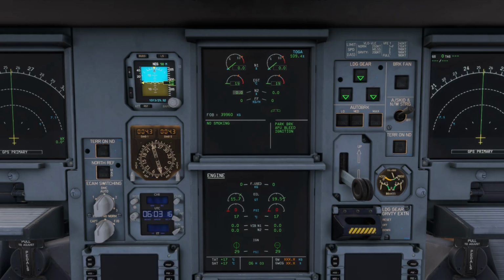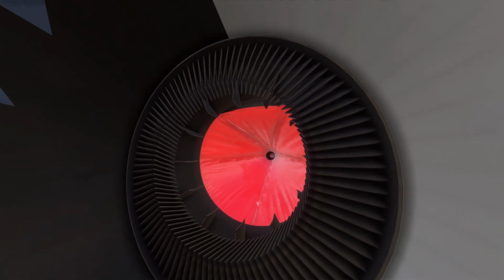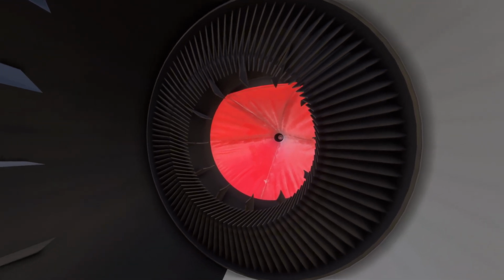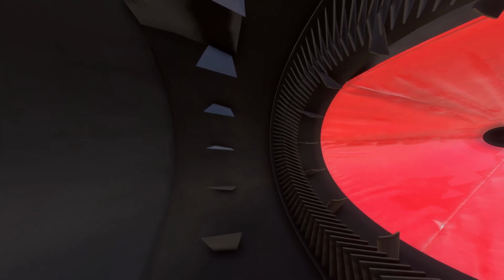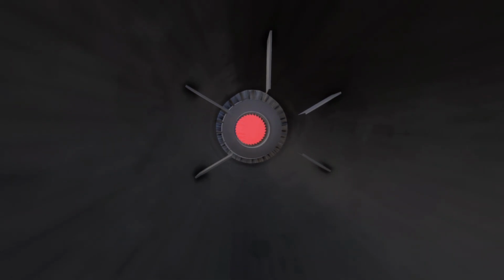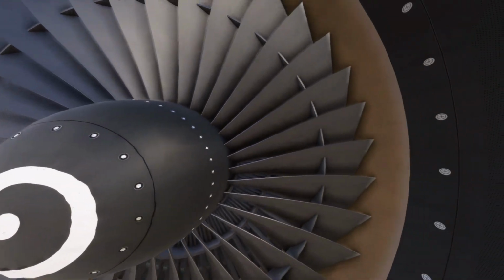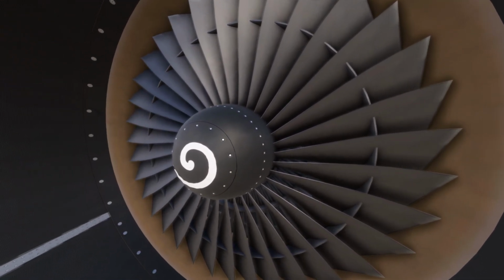Now let's take a look inside of the engine. So here we are inside of the engine, and what you would expect normally is that this spool right here, this turbine, is gonna start spinning. But because we have engine covers on, this is not happening. Now if we go to the front of the engine, we can also see that these fan blades are not spinning either, which is to be expected.